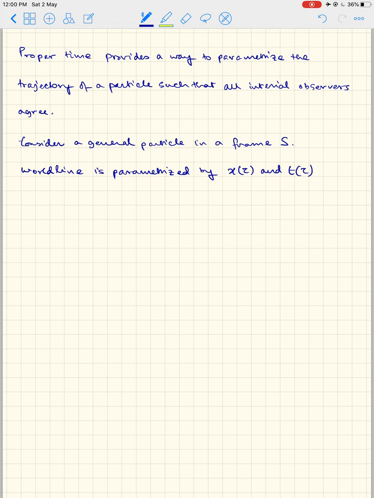Okay, so now let's see what this is. So del tau, as you know, is ds by c by our previous expression. Now ds is what? So this is 1 over c, and ds, you remember, is going to be dt squared minus dx squared.